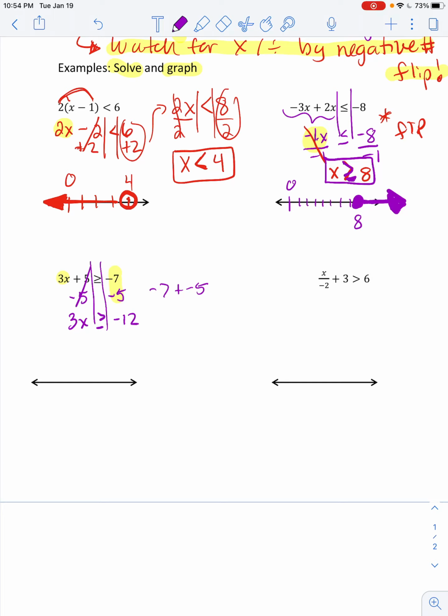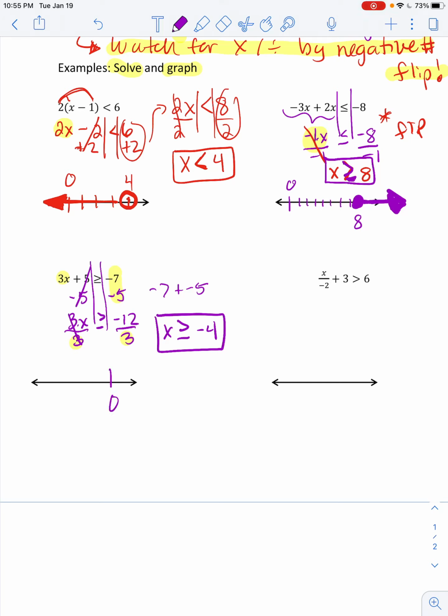Then my last step is to get the x alone, which is currently multiplied by 3. So I'll go ahead and divide it by 3. So I have x greater than or equal to negative 4. Now don't think that I forgot to flip the symbol because I'm not dividing by a negative. I divided by positive 3. Just because you have a negative in the problem doesn't mean you flip the symbol. You have to be dividing by or multiplying by a negative number. And I wasn't. I just got a negative answer. So x is going to be greater than or equal to negative 4.